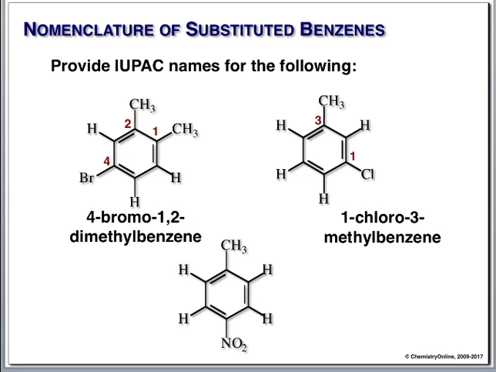Here we have a nitro group and we have a methyl group. Alphabetically, we're going to start with our methyl group. So this is going to be 1,4. Methyl comes first, then nitro. 1-methyl-4-nitrobenzene.